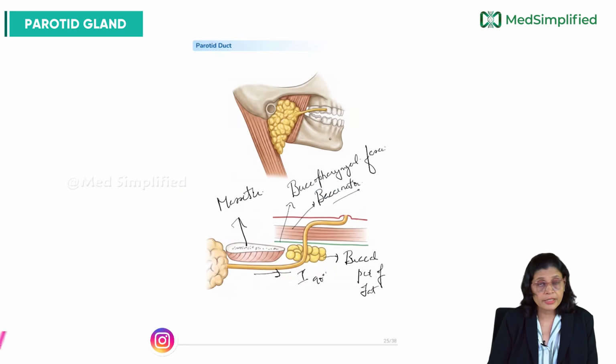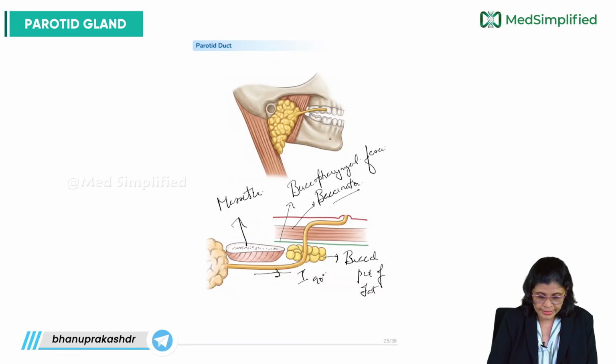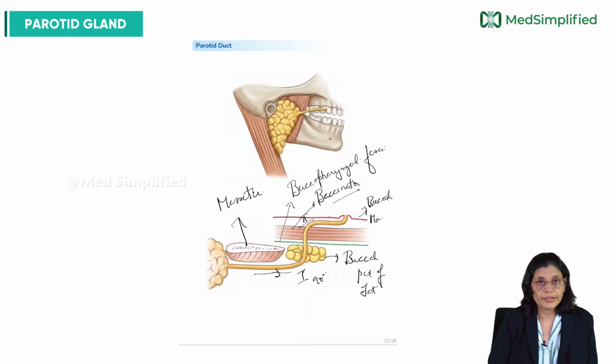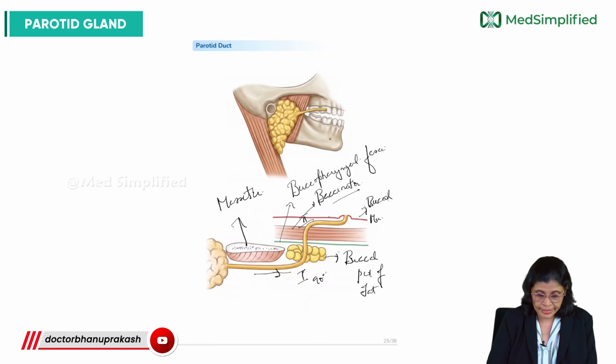Then after piercing the buccinator, again it will turn, that is, it will run forwards. That is the second bend, a second 90 degree bend. For about 1 centimeter it runs forwards between the buccal mucosa here. So this is the buccal mucosa. So it will run forward between the buccal mucosa and the buccinator muscle and then it will turn for one last time, that is the third bend here.